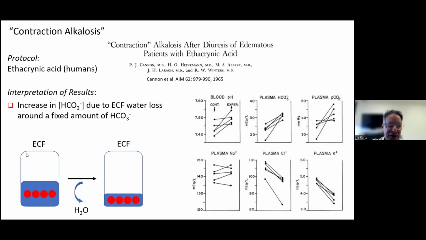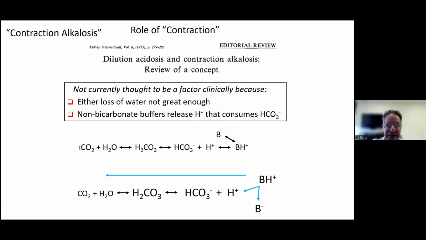And so the thinking was that the bicarbonate went up due to a loss of water from the diuretic around a fixed amount of bicarbonate. But as I talked about last week and before that, this concept now is not felt to be what's going on, that just losing water around the same amount of bicarbonate, a pure example would be diabetes insipidus, doesn't raise your blood bicarbonate level. And I referred to this previously, this very nice review, if you want to read it in KI from years ago, called Dilution Acidosis and Contraction Alkalosis, Review of a Concept.